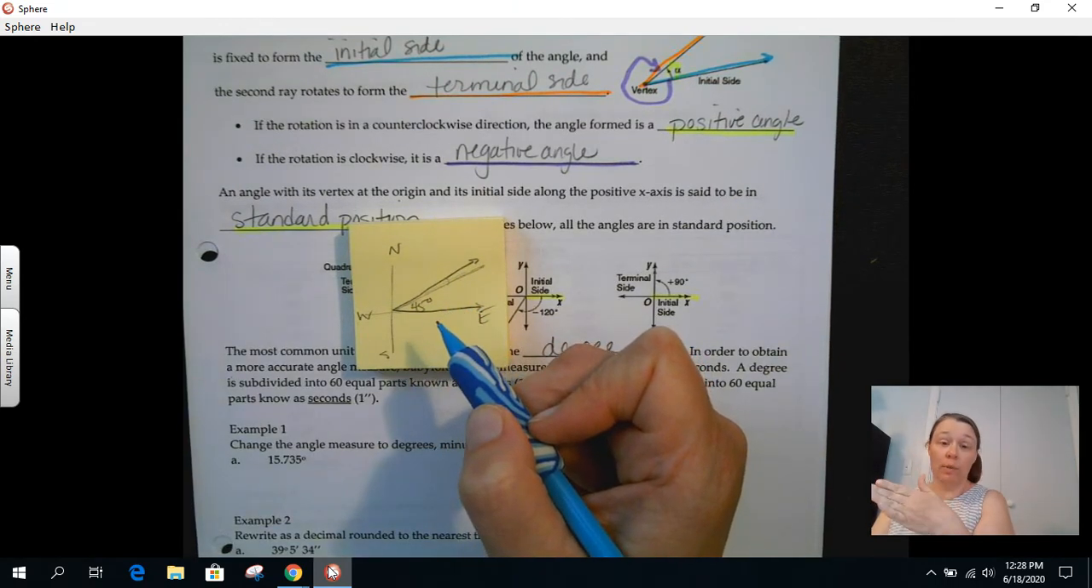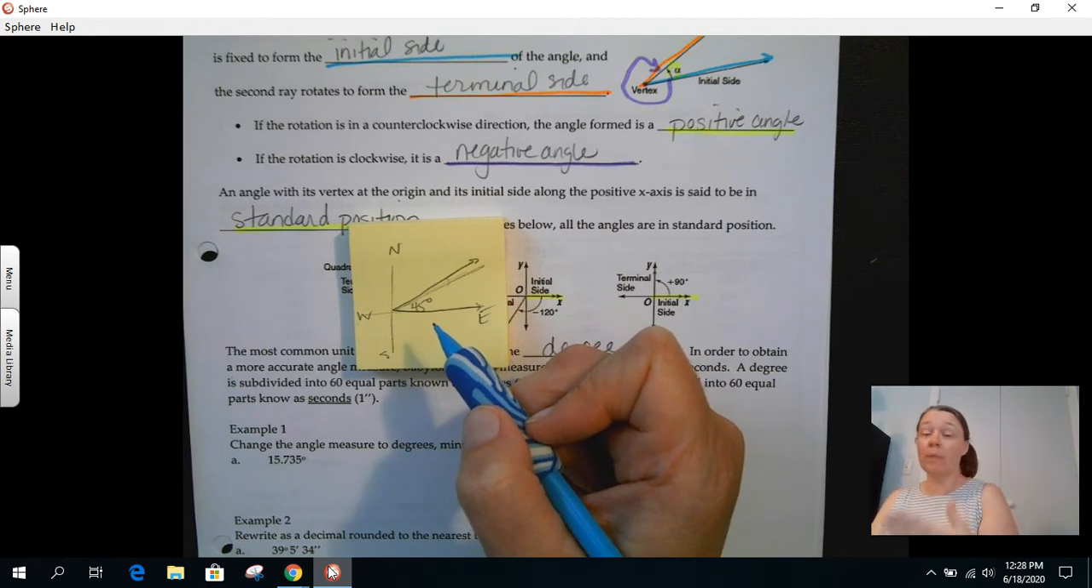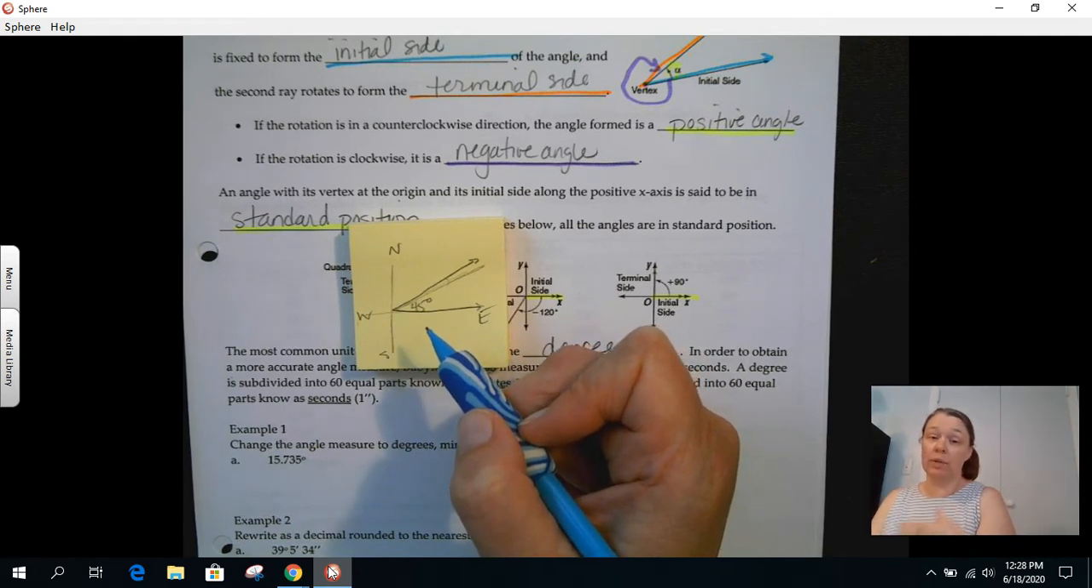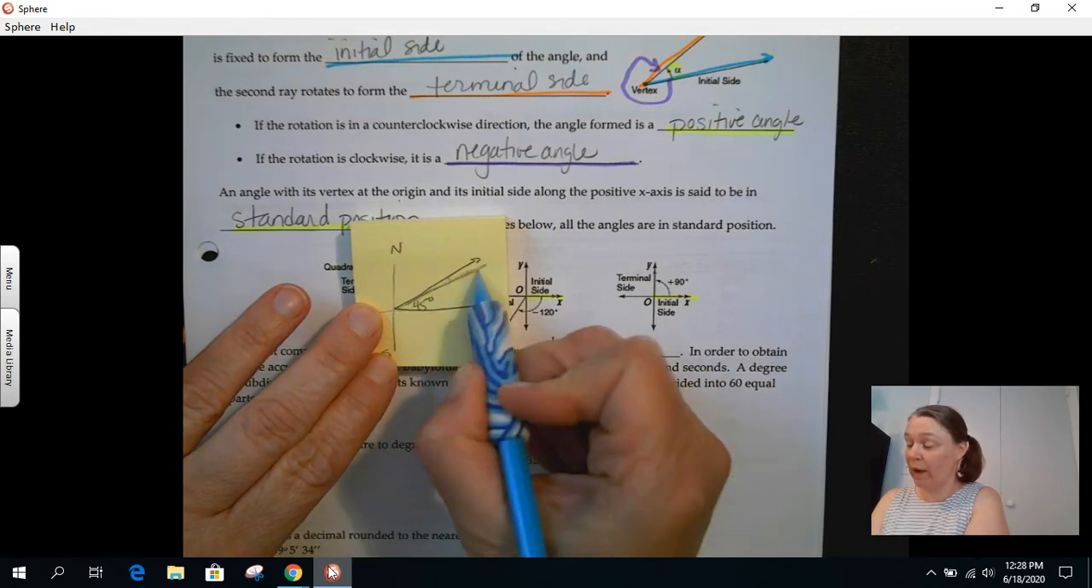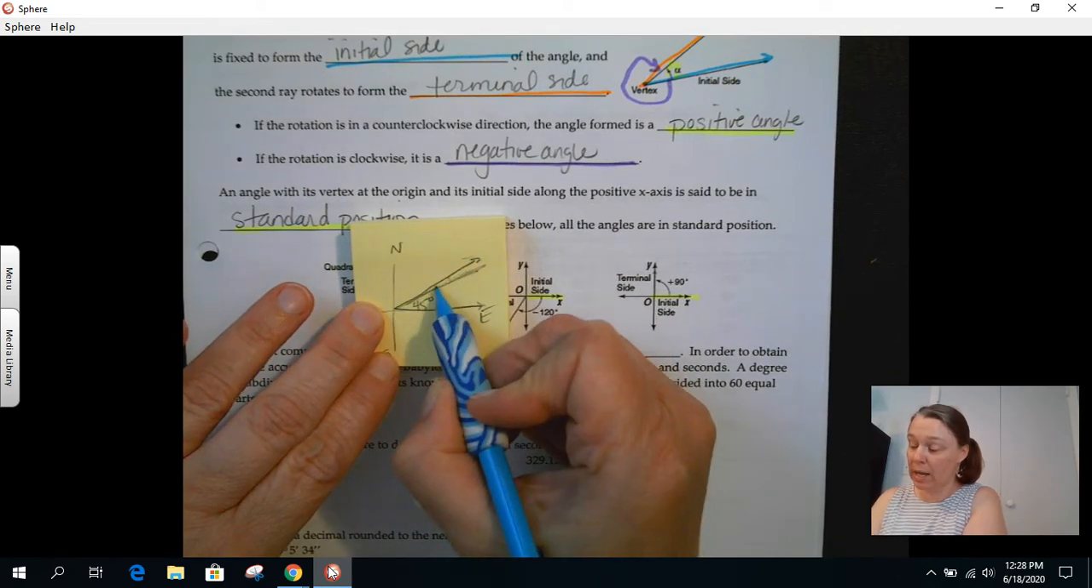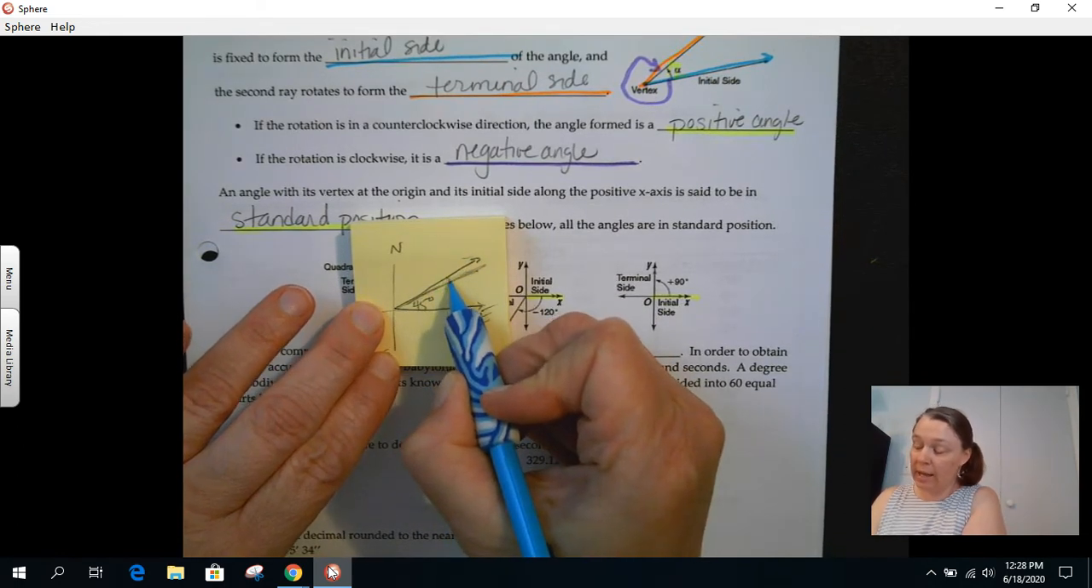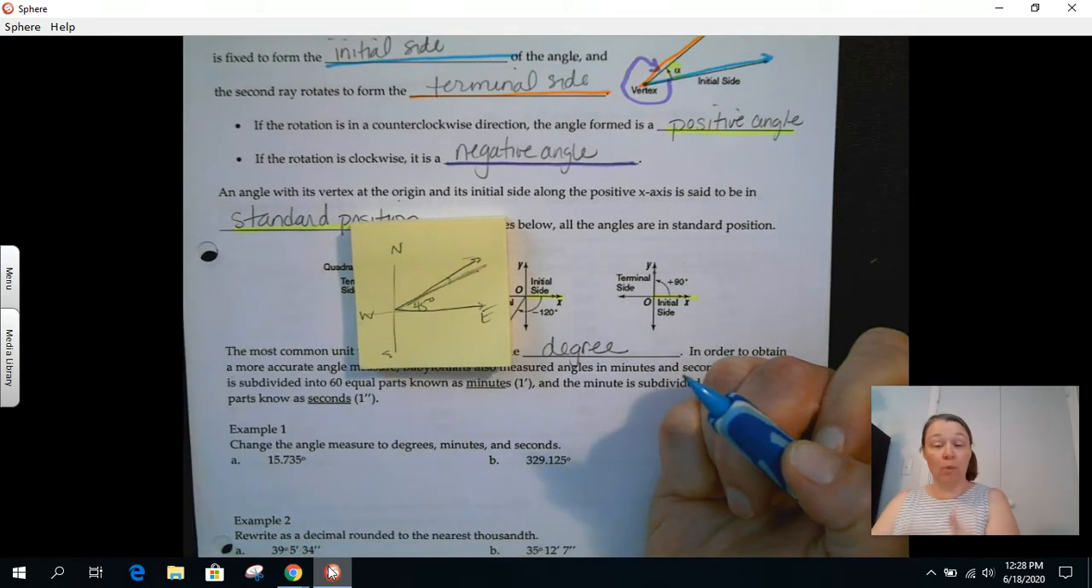And so each of those increments they would call a minute. So if it was a little past 45 degrees, they would say 45 degrees. And if it was 45 and a half, they'd say 45 degrees and 30 minutes, right? Because they would take this 1 degree, let's say this is 45 and then this is 46, and they would split it into 60 units so they could be more precise.